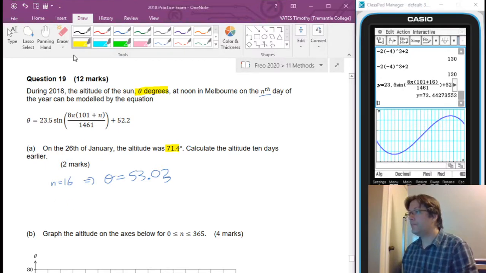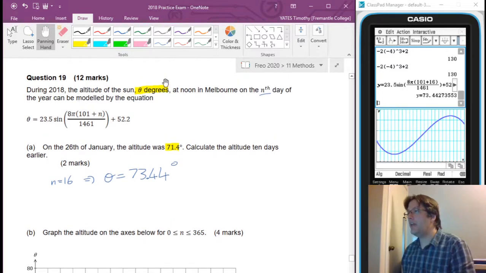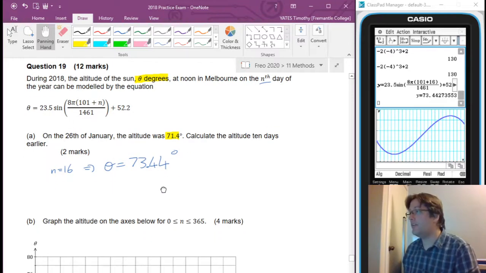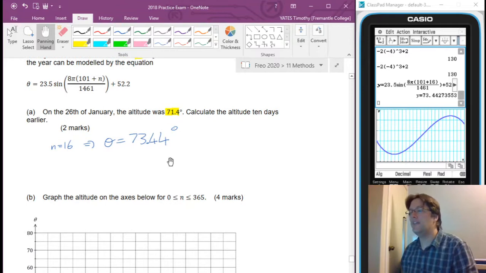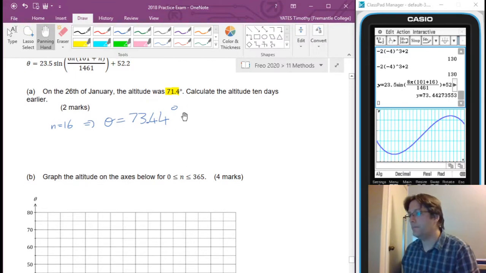So that's wrong, and it needs to be 73.44 degrees. There we are. Because when you think about it, we expect the altitude of the sun to not change that much 10 days earlier. So this is really definitely a sanity check question. This is checking, are you noticing whether or not the right or wrong thing is being done here?